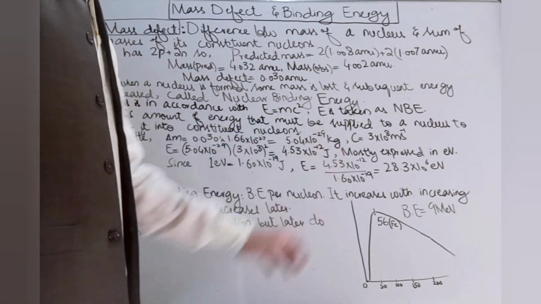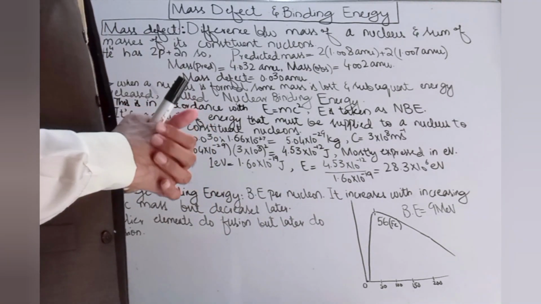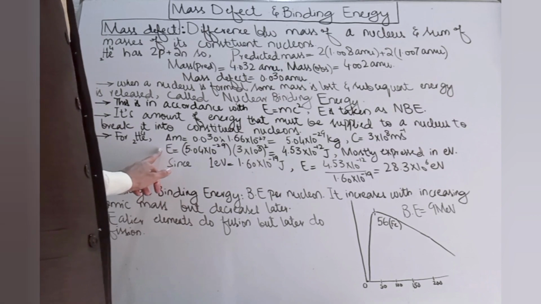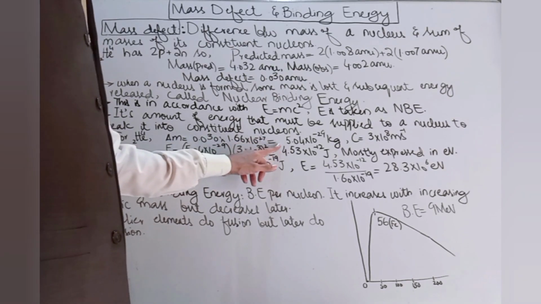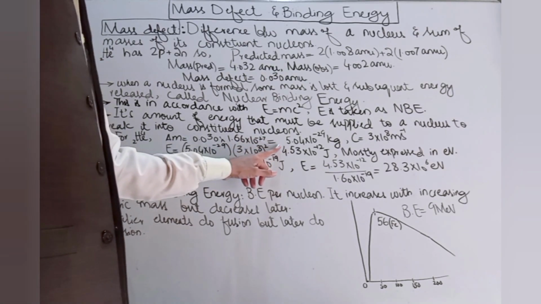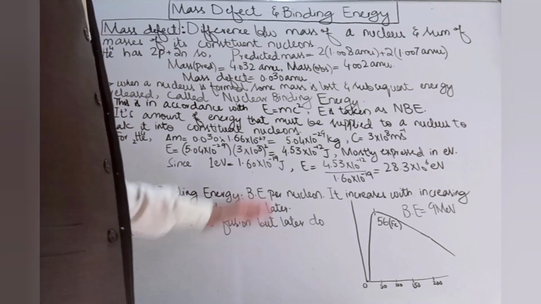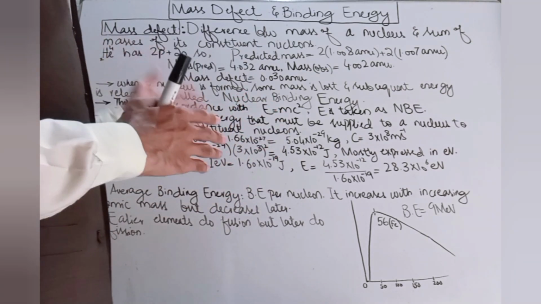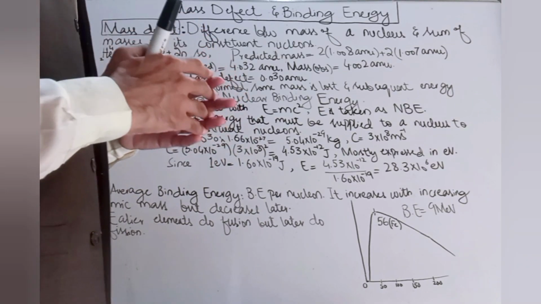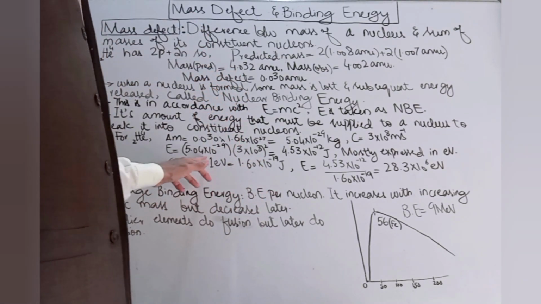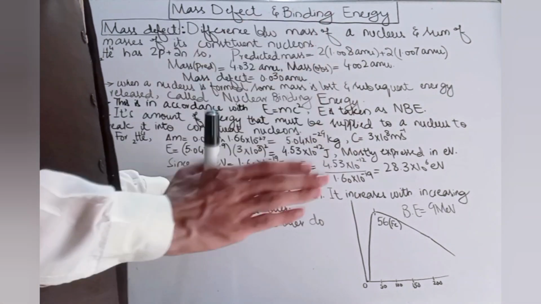This is the speed of light, 3 into 10 to the power 8 meter per second. So we put these values into the E is equal to mc square equation, and we get the value of the binding energy, which is equal to 4.53 into 10 to the power minus 12 joule. Most of the time, the nuclear binding energy is expressed in terms of the electron volt. So we are going to convert this energy into the electron volt.